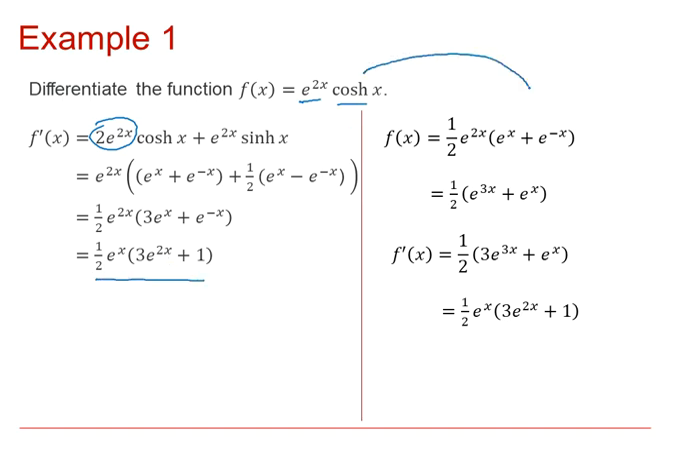Here we can see an alternative approach where I've replaced cosh x with e to the x plus e to the minus x over 2. The advantage of this method, once you've expanded the brackets, is I don't need to worry about product rules anymore. I just need to watch out for that chain rule there. The form in which you are required to give the final answer kind of depends on the nature of the question and the requirements of the problem.